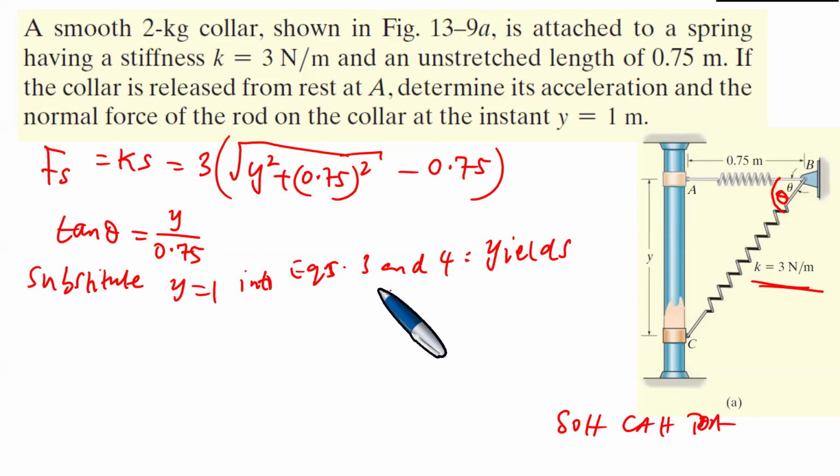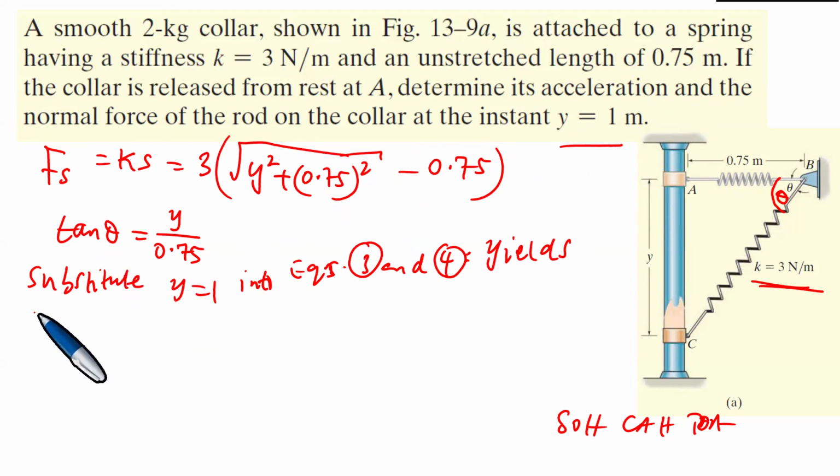Substitute y equals 1 into equations 3 and 4, and this yields the following. We substitute y equals 1 because we're interested in determining the acceleration and the normal force of the rod on the collar at the instant that y is 1. So you put y equals 1 there and get the Fs here, and we are able to get the tan theta also, right?